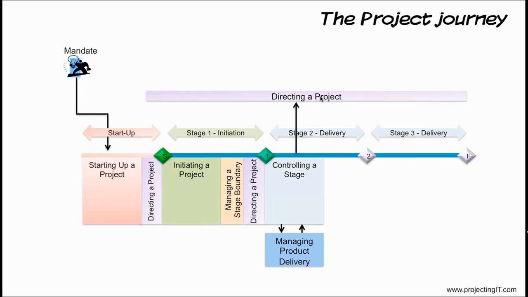So when stage 2 is about to finish or has completed, the project manager will use the managing a stage boundary process to review how the current stage was completed, whether all the agreed work was completed, and the planned versus actual effort, timescale and cost. The project manager will create a report called the end stage report to provide the status of the project.